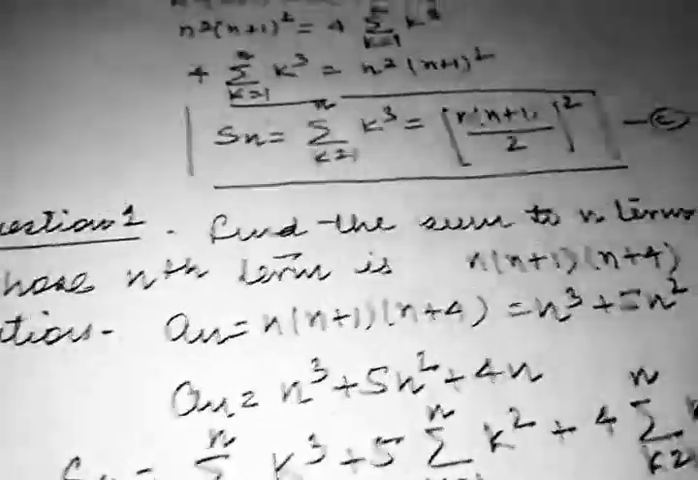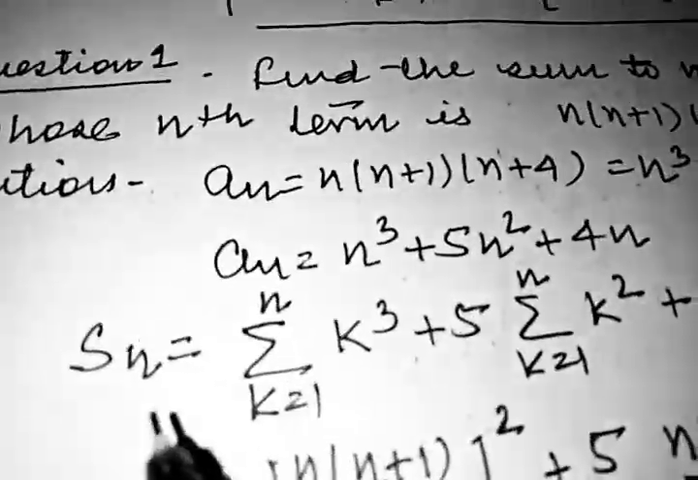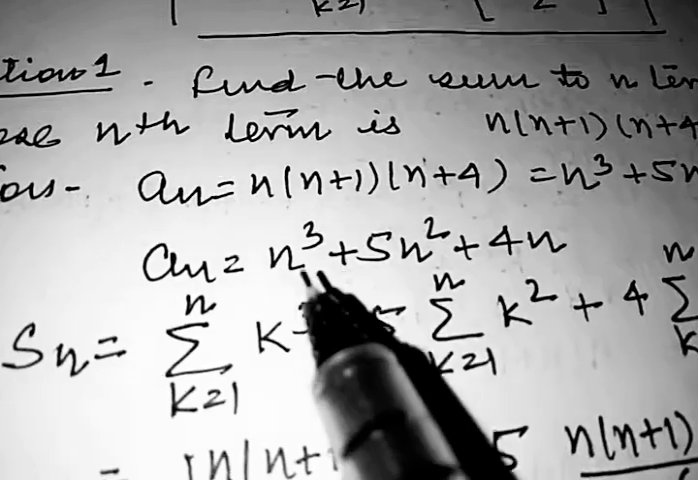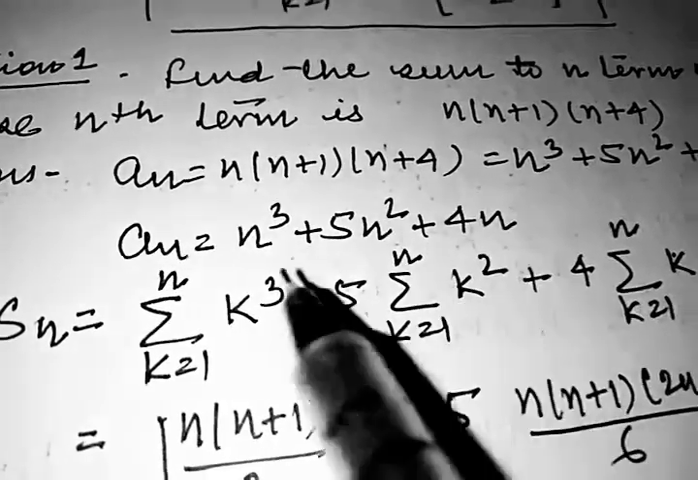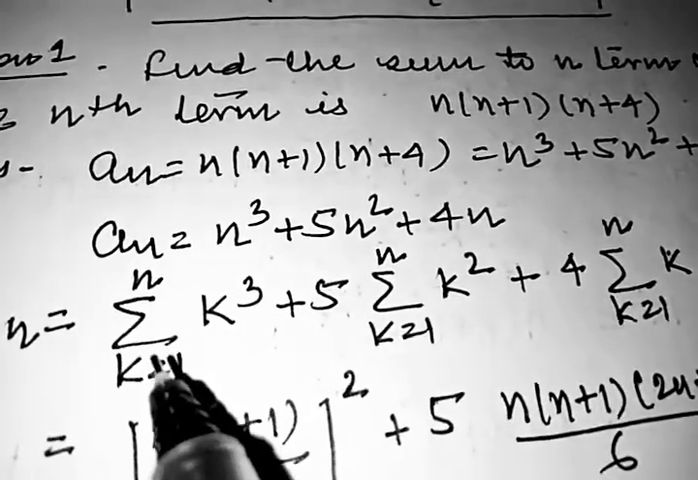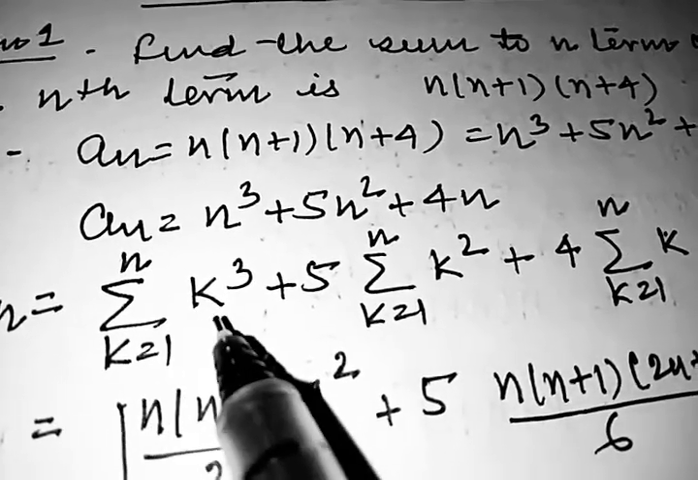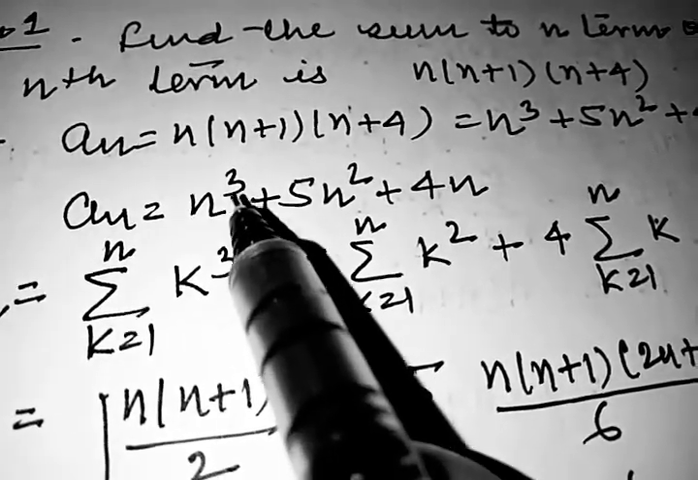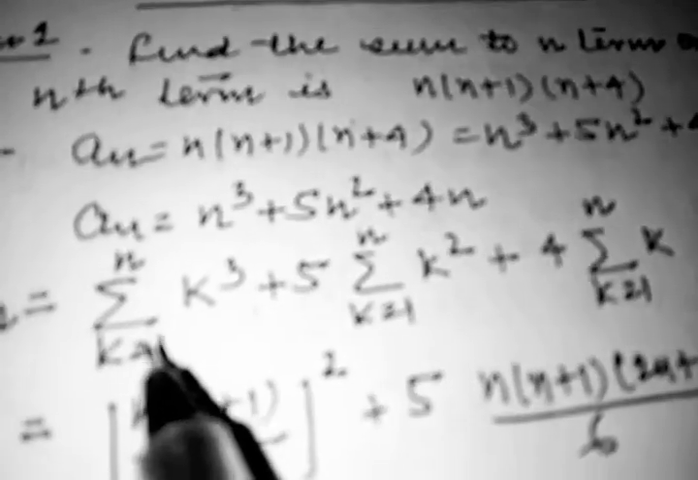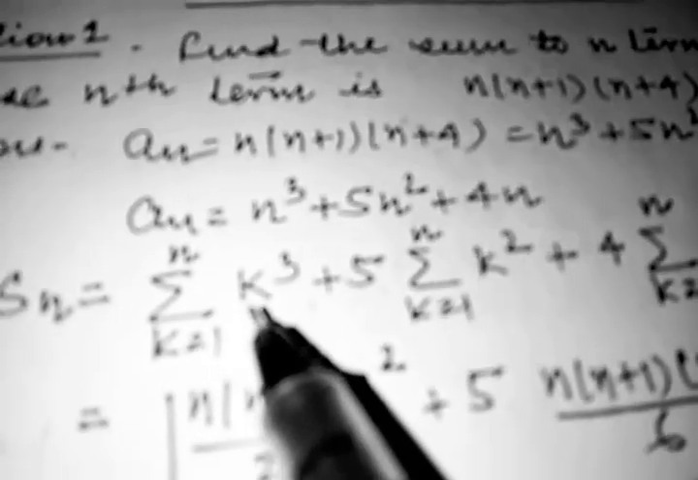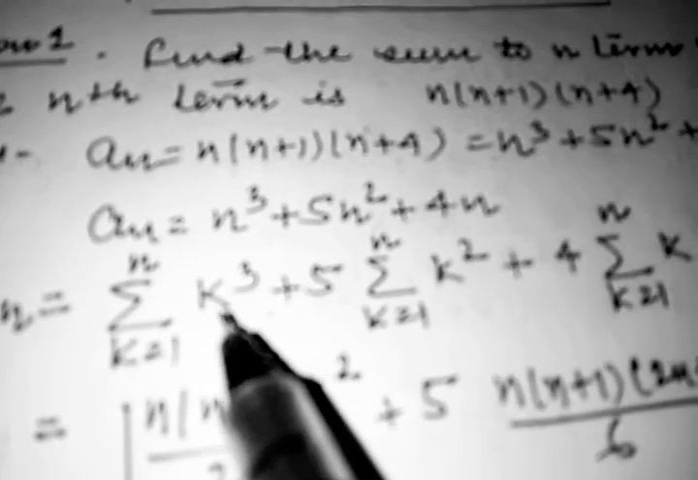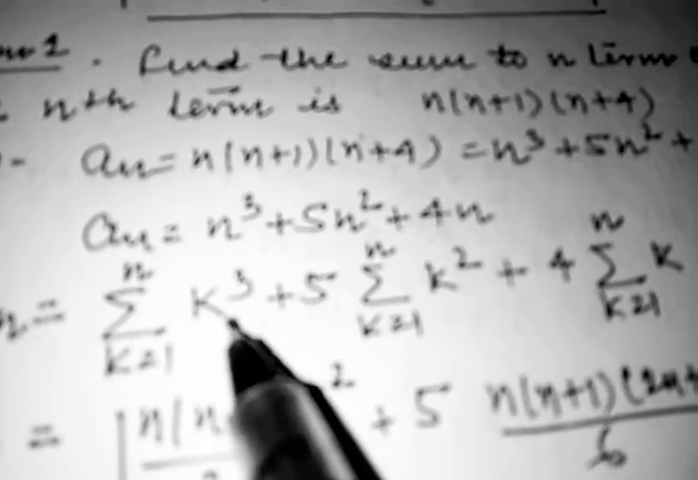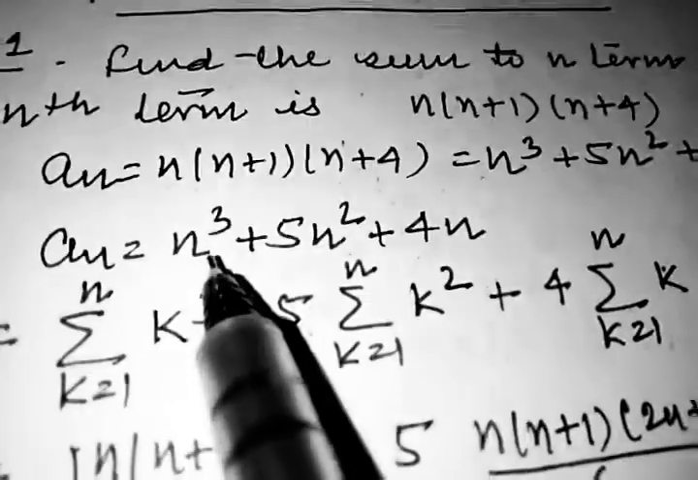So for that, Sn will be equal to what? It means we have to add all an from 1 to n. So this will be sigma k cube, with k from 1 to n. Then as you put here k is equal to 1, 2, 3, 4, we get 1 cube, 2 cube, 3 cube, 4 cube, then the nth term will be n cube, like this.